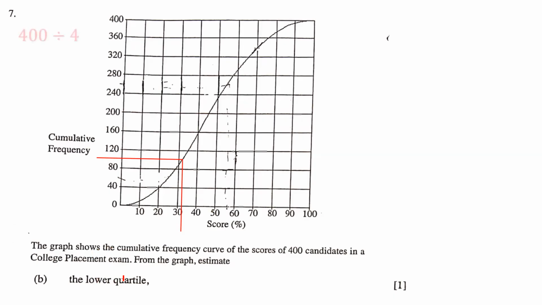If you're trying to figure out a lower quartile, you take your total and divide it by 4. And 400 divided by 4 is 100. And so we're going to go to 100 on our graph. This is 80, and it's going to be 100 because this is 120 above. So 100 is right there. And if we go over and come down to find the corresponding score, this is going to be 32%.